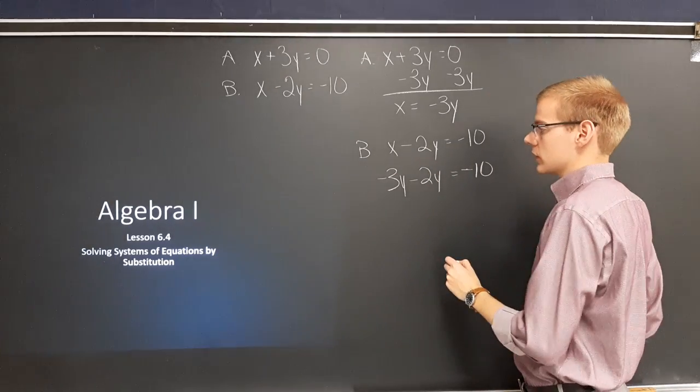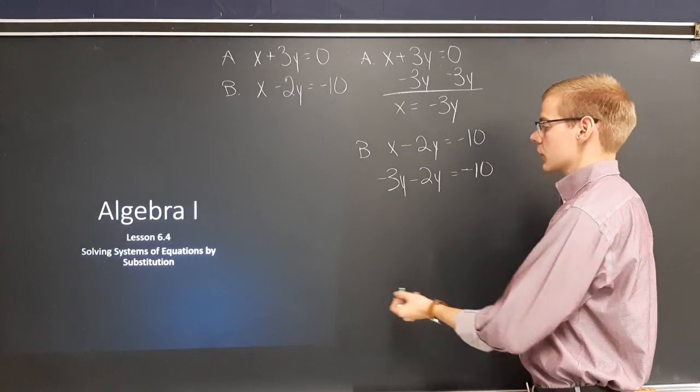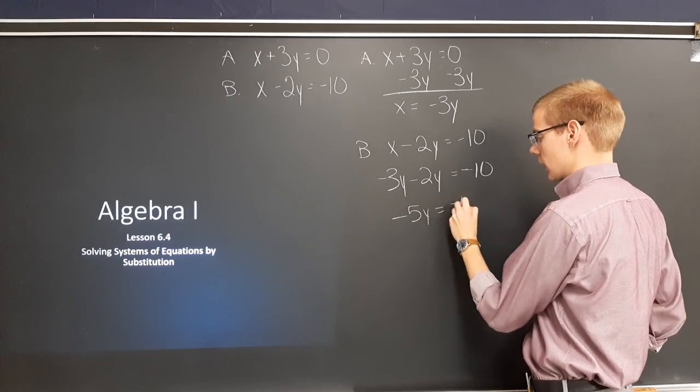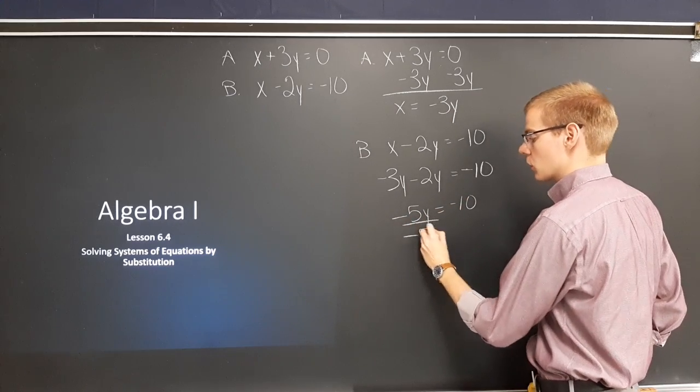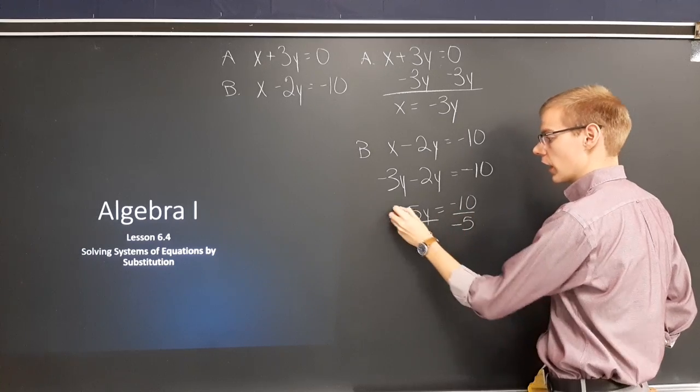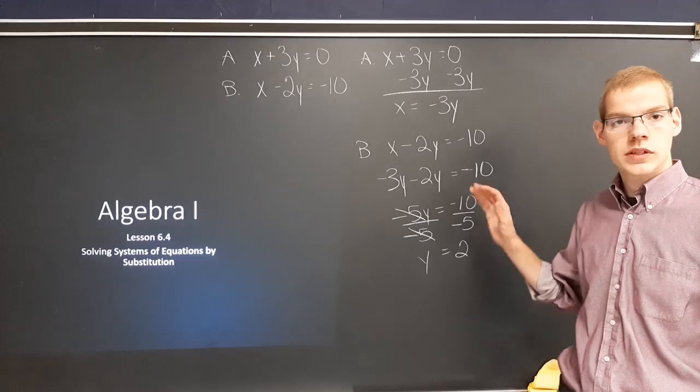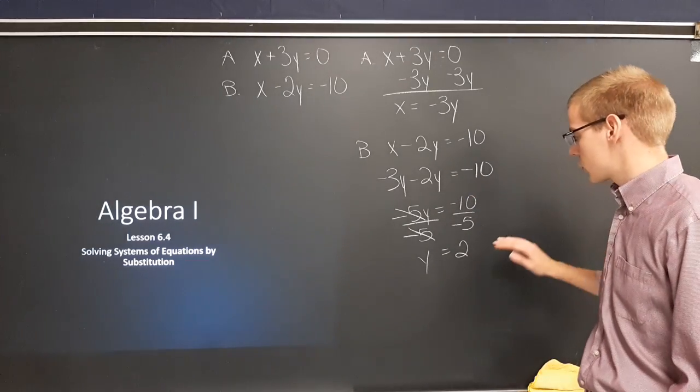So let's solve this. Negative 3y minus 2y is negative 5y equals negative 10. Do your division on both sides by negative 5. Then y equals 2, because 2 negatives equals a positive. 10 divided by 5 is 2.